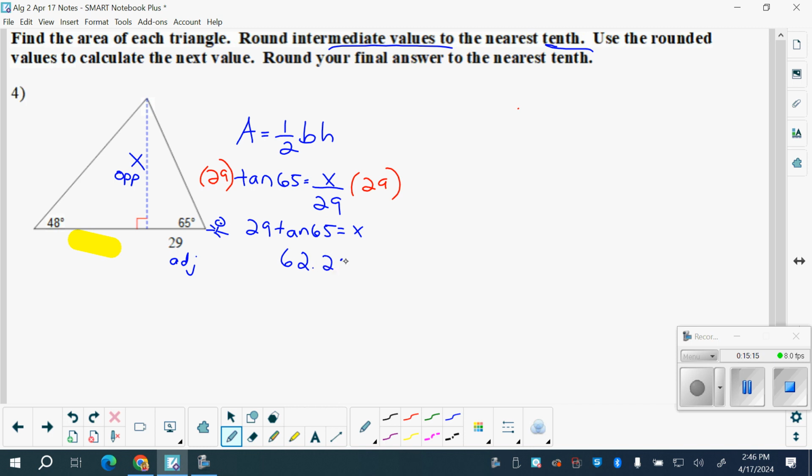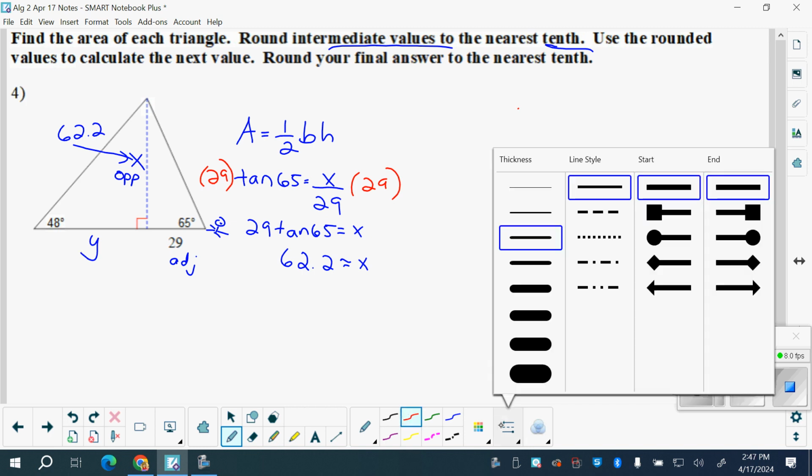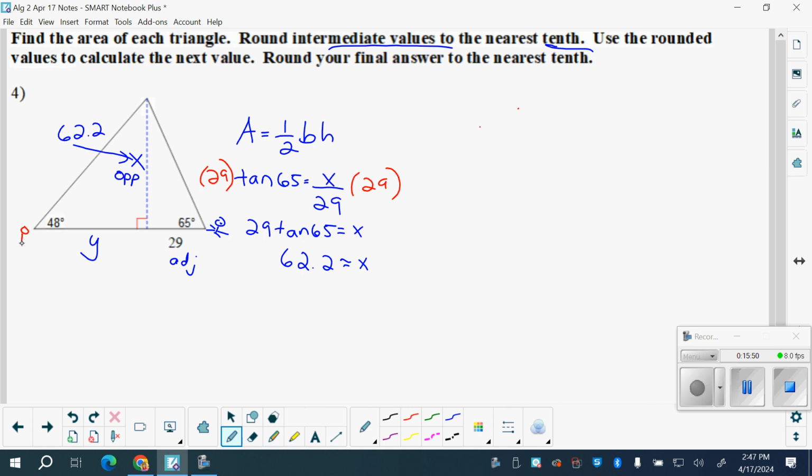And again, on this one, this is mathematically not correct, but we're just doing this to make it easier so that you don't have to keep carrying out a bunch of numbers. So we're going to round this to the nearest tenth. That's what the directions say you can do, and that's in order to match the ones on the answer key. So now we found this here. This is 62.2. And we want to find this measure here, so we'll call this y. And then here is our person now for this triangle.